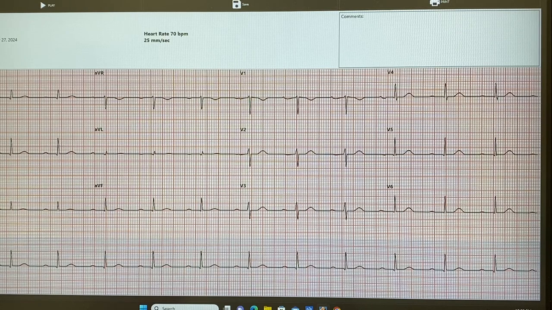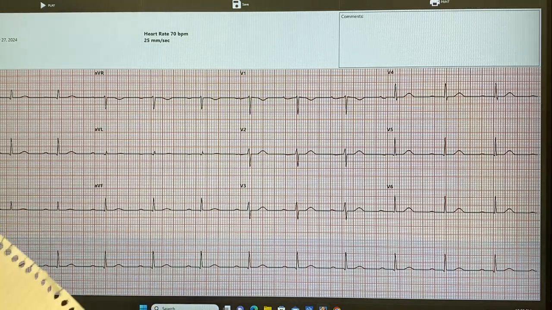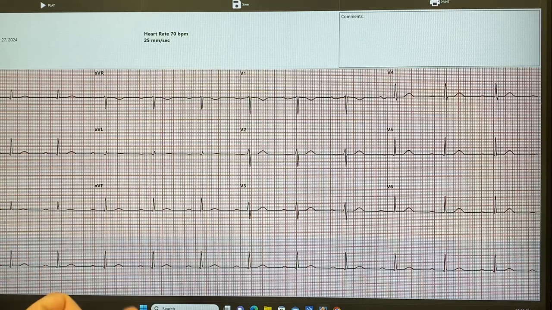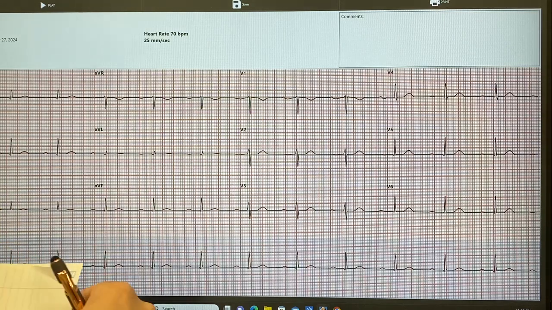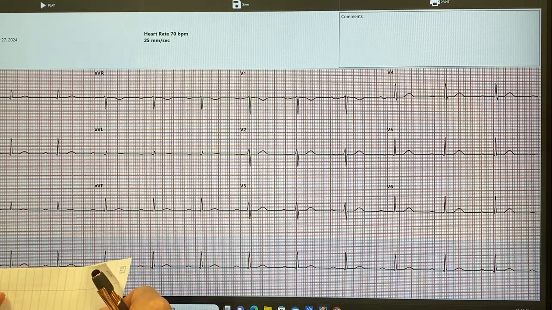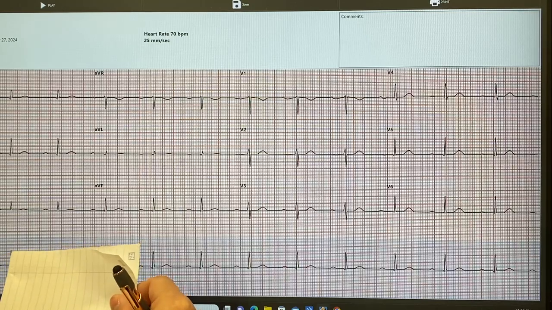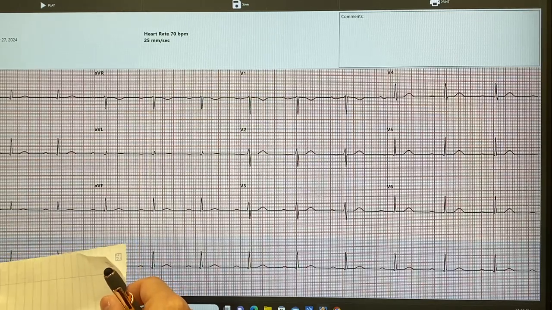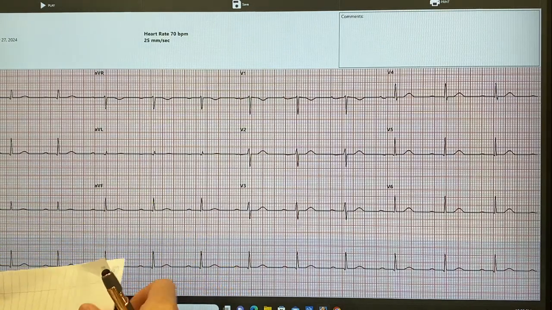Next, we're going to look at our PR interval. Now I'll do the same measuring scale. It's measured from the beginning of the P wave to the Q, correct? Okay.